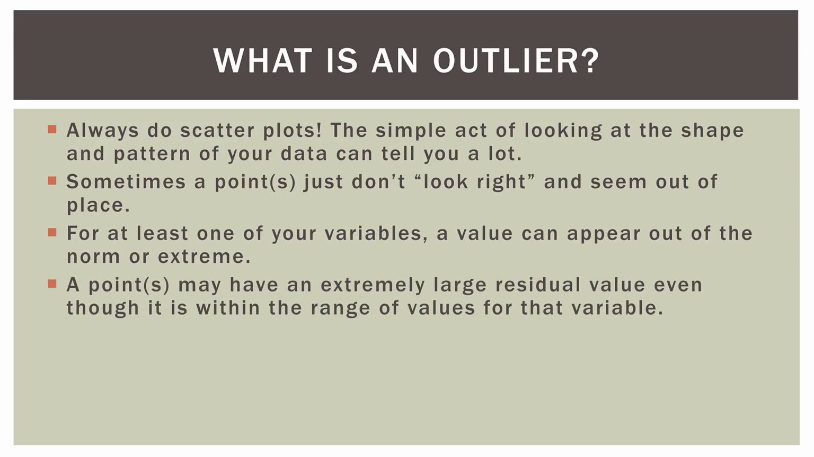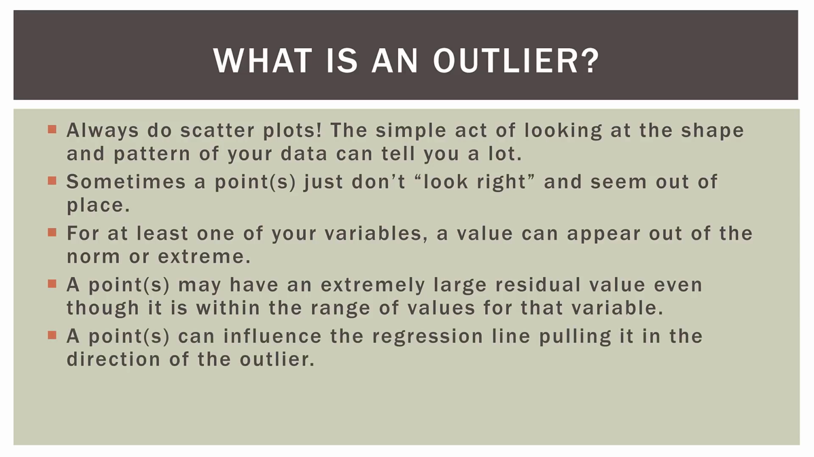A point or points may have an extremely large residual value, even though it is within the range of values for that variable. So if you look at the scatter plot, it may not look quite out of place, but when you fit a model on top of that data and then look at your residuals, all of a sudden one of your points or a few of your points have very large residuals, and therefore you have to go back and look at those as potential outliers.